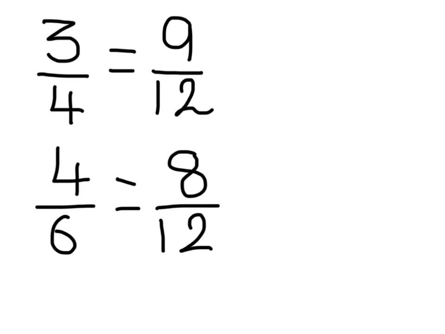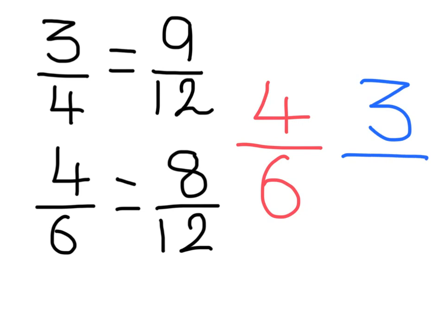The final step now for me to take is just to put the fractions in size order. I can see that 3/4 is the same as 9/12, and that 4/6 is the same as 8/12. Therefore, that shows me that 4/6 must be the smallest fraction, because that's only equivalent to 8/12, and 3/4 must be the largest fraction, because as we've just seen, that was equivalent to 9/12. I've now put the fractions in order. 4/6 is smaller than 3/4.